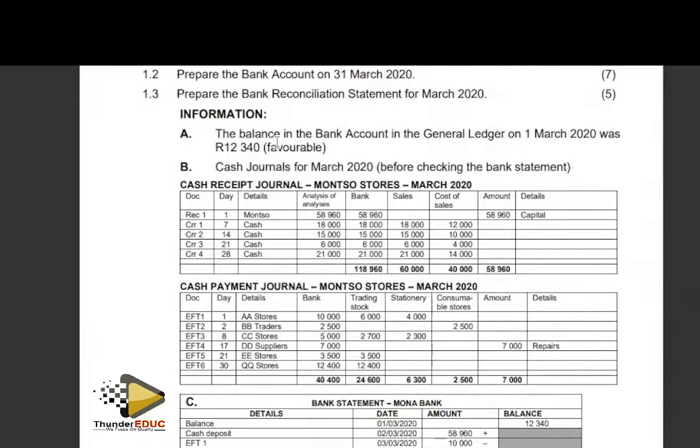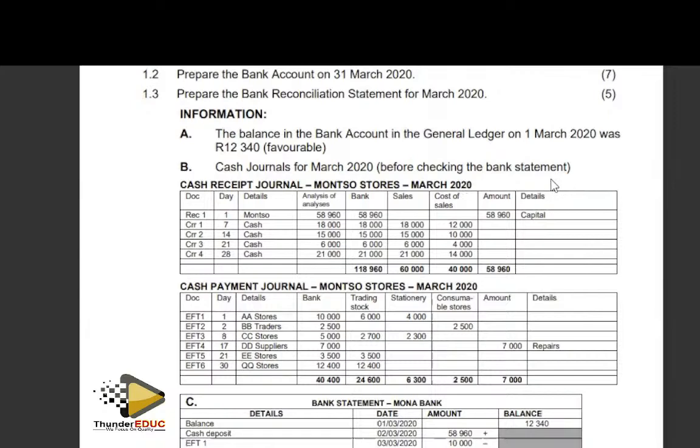Now, this is the information given to you. A: the balance in the bank account in the general ledger on 1 March 2020 was 12,340 rand favorable. This word favorable is very important because you must check whether it was unfavorable or favorable. I will show you how to use it when you're doing the bank account. B: cash journals for March 2020 before checking the bank statement.